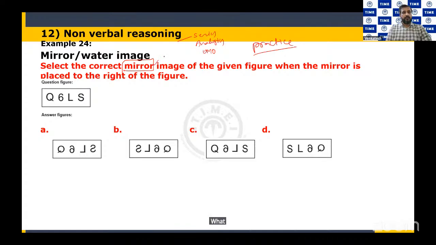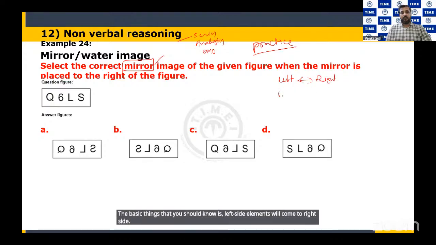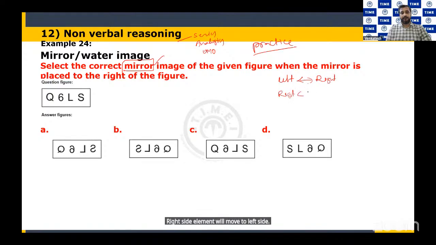What you should know about the mirror image. The basic thing you should know is that elements on the left side will come to the right side, and elements on the right side will move to the left side. This is a basic rule. You should know that rule to complete this question. Top and bottom remain the same. There won't be any change in that. Objects which are close to the mirror will appear close to the mirror, and objects which are far away from the mirror will appear far away from the mirror.